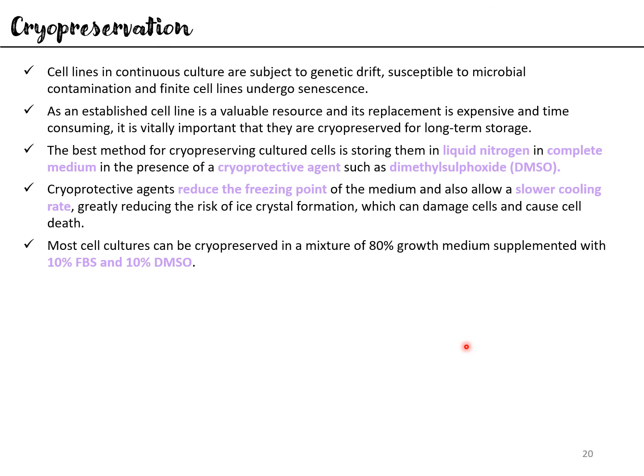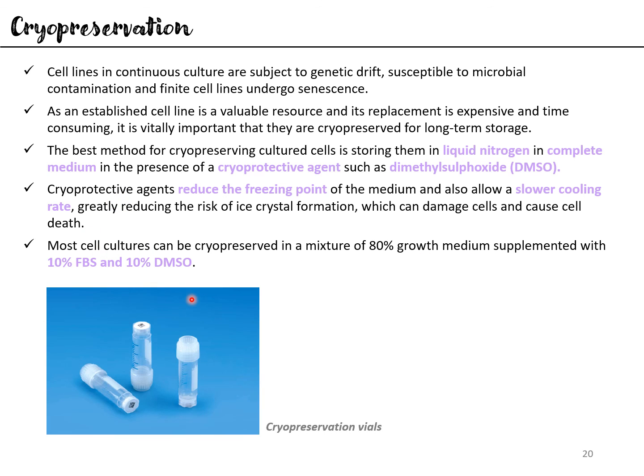Most cell cultures can be cryopreserved in a mixture of 80% growth medium supplemented with 10% FBS and 10% DMSO. So addition of serum is also important to the media for cryopreservation, and sometimes for certain cell lines your cryopreservation media comprises entirely of serum supplemented with your cryoprotective agent DMSO. So this is what these cryopreservation vials look like. And if you recall, one of the essential equipments for establishing cell culture was liquid nitrogen tanks to allow for storage of these cryopreserved cells.